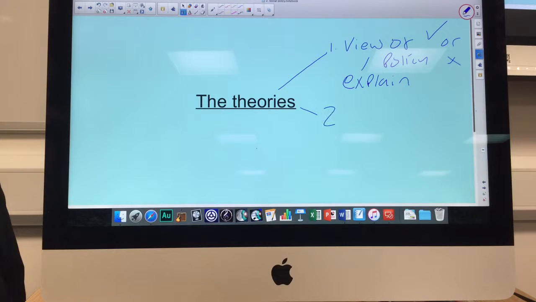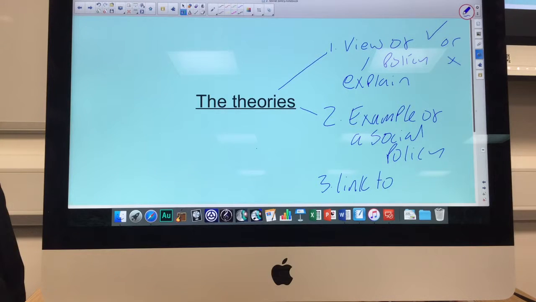The second thing you then need to be able to do is to provide an example of a social policy that supports your idea. And then finally, you then need to be able to link it to a theorist. Now, I've already done that for you. You just need to figure out what the connection is. All right? So let's have a look at this and we'll see how it goes from there.